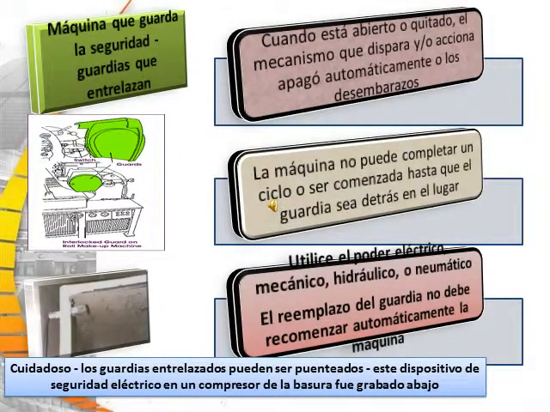Interlocking guards. When they are opened or removed, the tripping mechanism and/or power will automatically shut off and disengage. The machine cannot cycle or be started until the guard is back in place. It uses electrical, mechanical, hydraulic, or pneumatic power, and replacing the guard should not automatically restart the machine. Remember, interlocking guards can be bypassed.